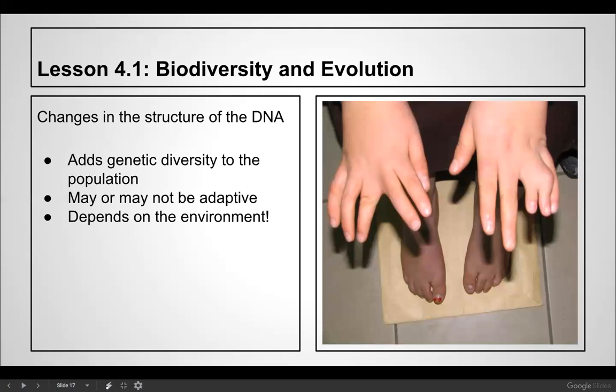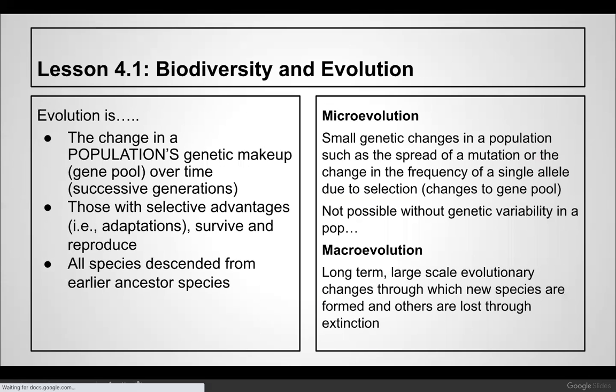Changes in the structure of DNA, that would impact biodiversity. If you look here at the fingers, 1, 2, 3, 4, 5, 6, right? That's a dominant trait. Why isn't it more prevalent in the human population? Because there's not many of those particular genes available in our genome. So genetic diversity to the population, right? That's what happens when we change the DNA. It adds some diversity. May or may not be adaptive, may or may not be useful, may or may not be healthy, may not be good or bad. It just depends on the trait. DNA can change, and it depends on the environment.